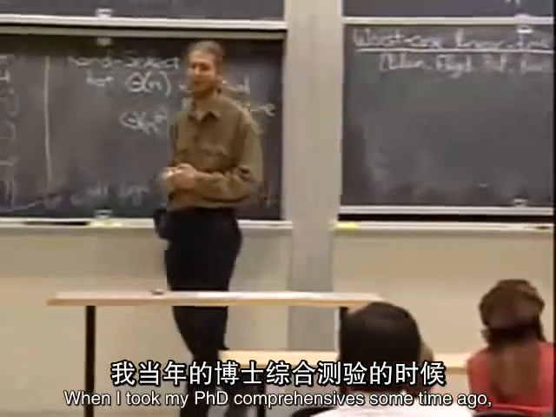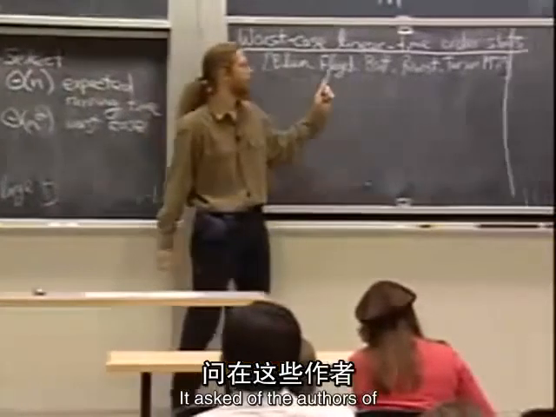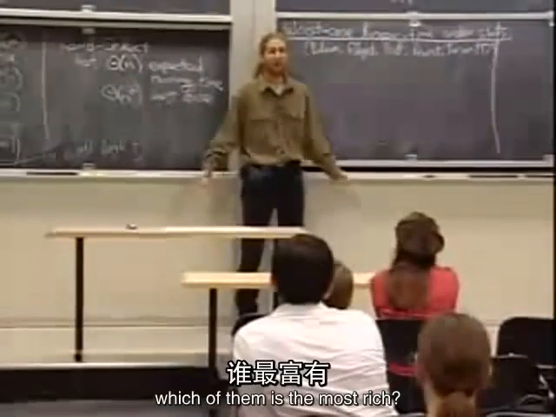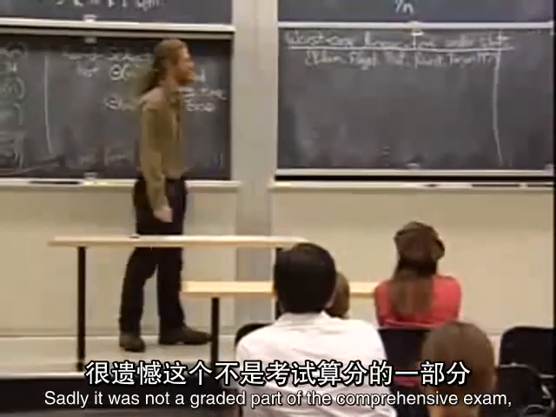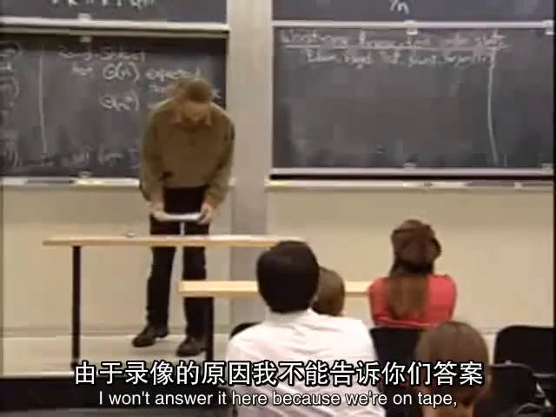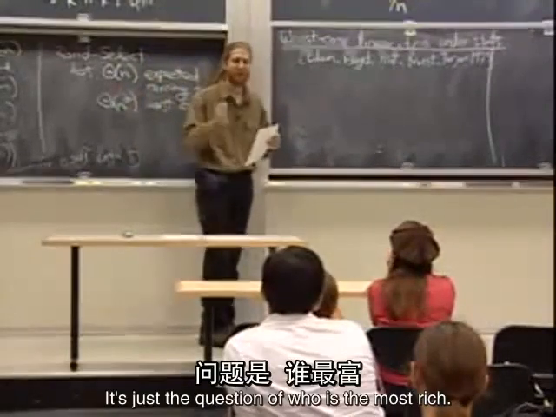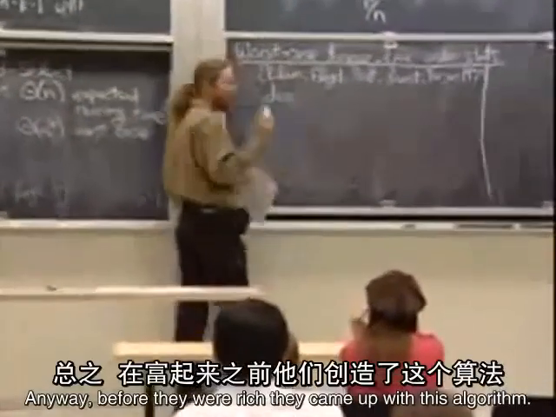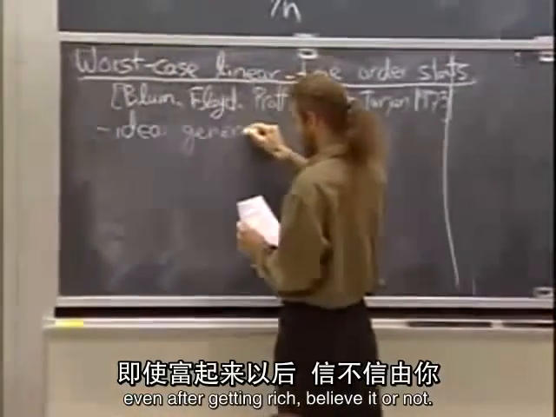When I took my PhD comprehensives some time ago, on the cover sheet was a joke question, which asked, of the authors of the worst case linear time order statistics algorithm, which of them is the most rich? Sadly, it was not a graded part of the comprehensive exam, but it was an amusing question. I won't answer it here because we're on tape, but think about it, and it's maybe not obvious, but several of them are rich. It's just a question of who's the most rich. Anyway, before they were rich, they came up with this algorithm. They've come up with many algorithms since, even after getting rich, believe it or not.